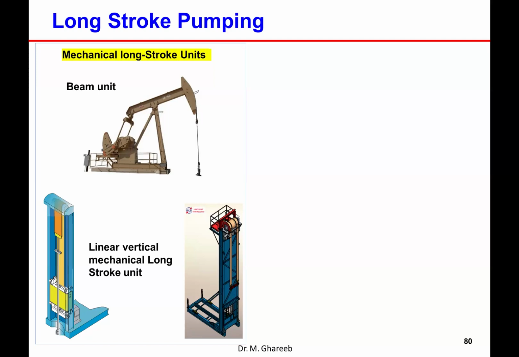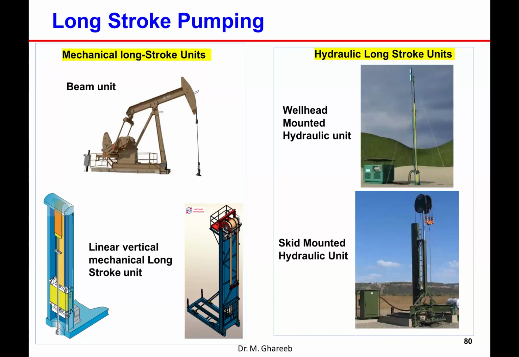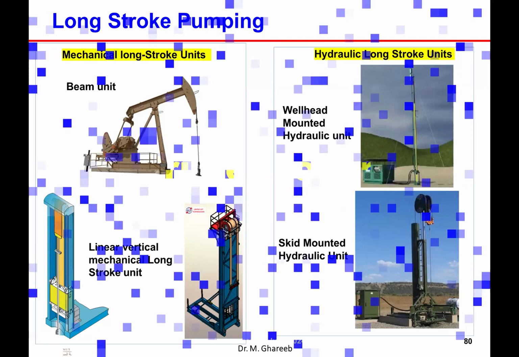Not only that, it also allows you to run the pump at very, very low speeds in order to reduce the friction load, so you can run in deep wells or deviated wells with very slow pumping units to extend the running life of the well. As long stroke units, there is some mechanical type, there is some hydraulic type, and even within the hydraulic type, there are different types of hydraulics. Sometimes you can install them on the top of the wellhead, sometimes they can be skidded like the bottom one, and so on.